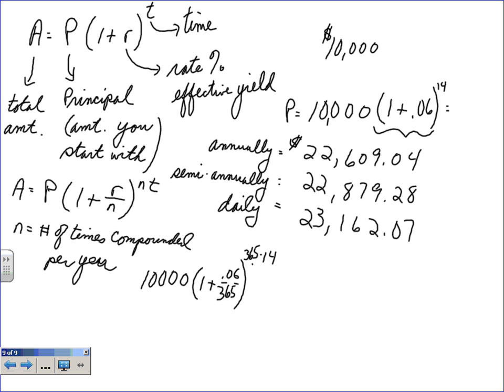Okay? But it's compounded more. And there's something called continuous interest, which we'll get to later on in the chapter. So it goes from annually 22,609 to compounded daily at 23,160. So another $500 or so compounded daily.